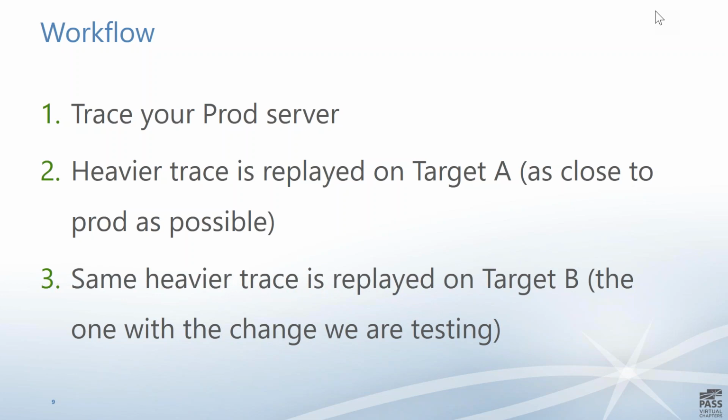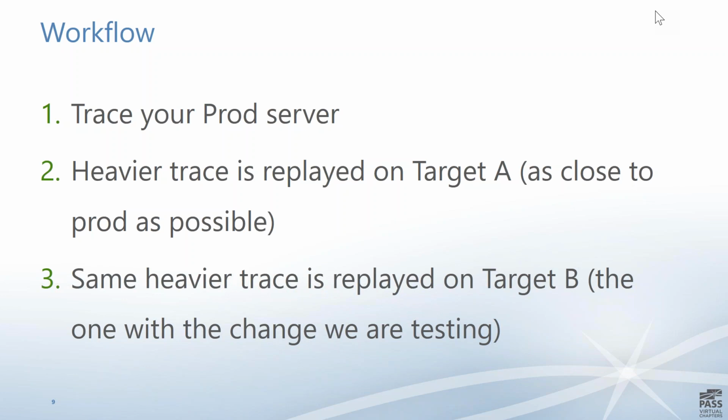Then we want to have a machine that is as close to prod as possible, and we're going to replay that light trace, but it's going to add more events to it, right? It's going to be a heavier trace. Then that same heavier trace is replayed on target B, and that won't be the one with the change that we are testing, okay?